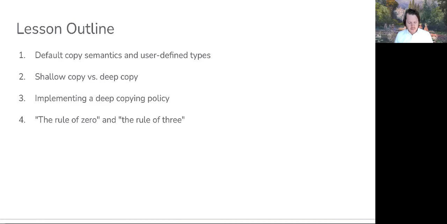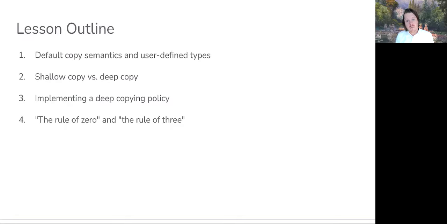Today's lesson is going to begin with a discussion about what the default behavior is when you initialize one object of user-defined type with another object of the same type. Likewise, what does it mean to assign an object of your user-defined type to one of the same type? So we'll go ahead and get into that at the beginning.